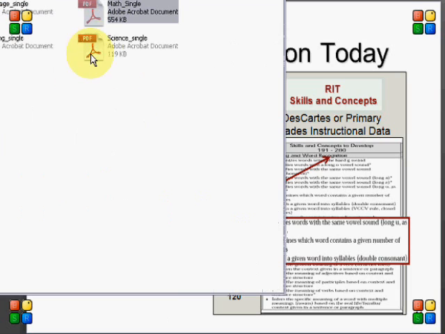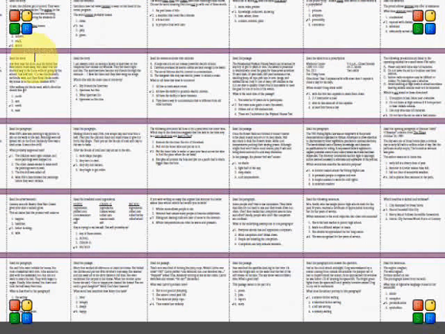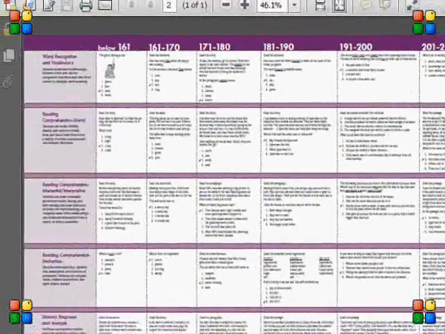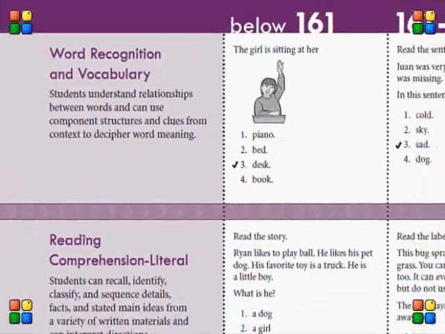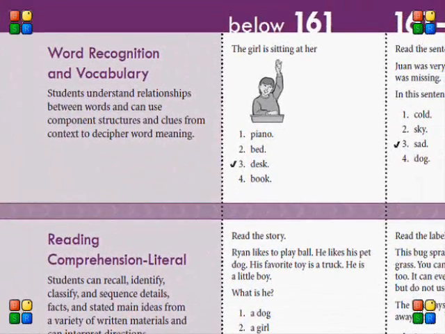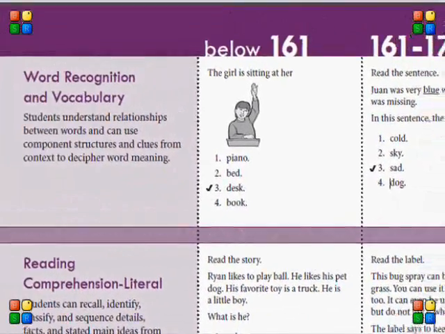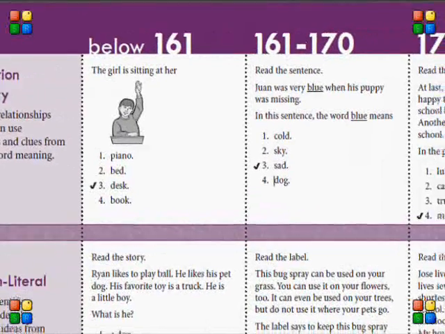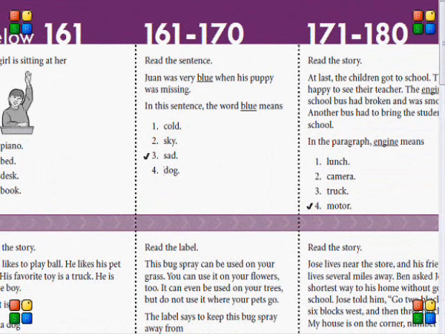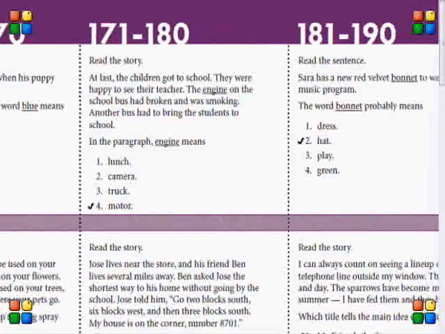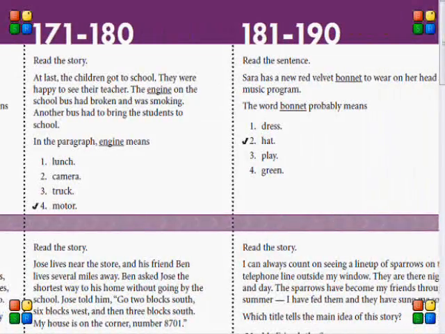Now, if we want to look at something like reading, it'll be very similar. And for reading, I have things like word recognition and vocabulary, reading comprehension, and so on. So word recognition and vocabulary. The girl is sitting at her desk. Very easy, hopefully. Read the sentence. One was very blue when his puppy was missing. The word blue means sad, talking about dual meanings and word knowledge.